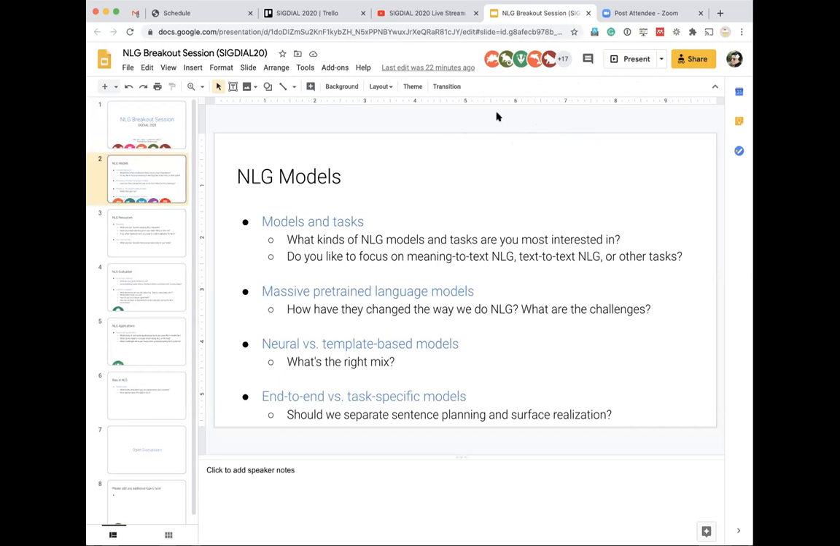So our first topic here, just kind of a general question for everybody, is NLG modeling. So things like what models are you interested in using? What kinds of tasks specifically have you worked on? There are some general ideas here like meaning to text generation, data to text generation, text to text generation, or other tasks that you've worked on. Feel free to diverge from these topics, but we can keep it on the general topic of the slide. Does anybody have some starting thoughts?